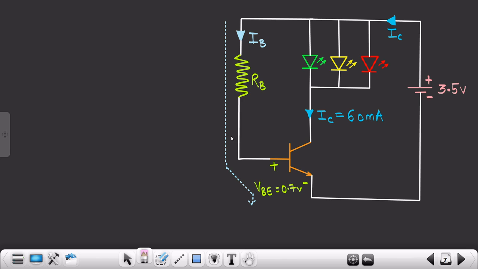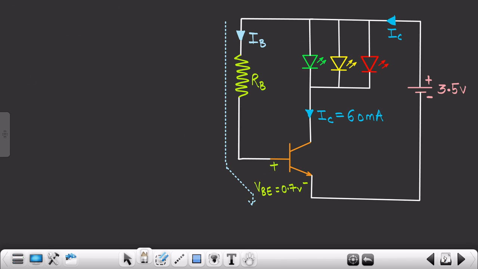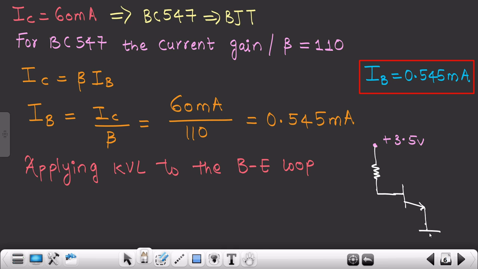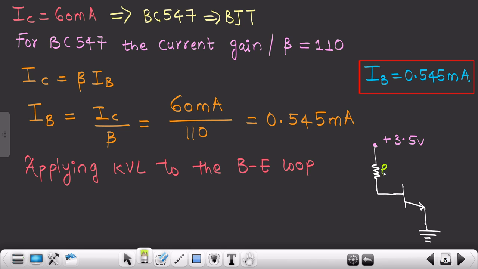Why? Because we need to take the base emitter loop. We are not at all interested in the collector emitter loop. So basically we are opening this circuit, and what we can see is this: this is your base terminal, then this is your resistor RB, and then this is the base of the transistor. This is your emitter, and then it is getting grounded. We are not interested in the collector side because we just need to find the value of RB. So this is your RB.